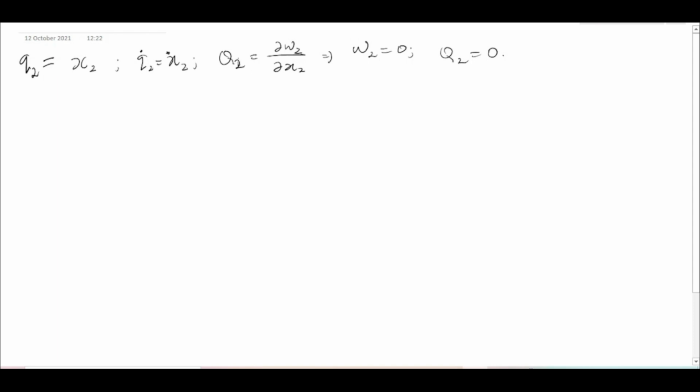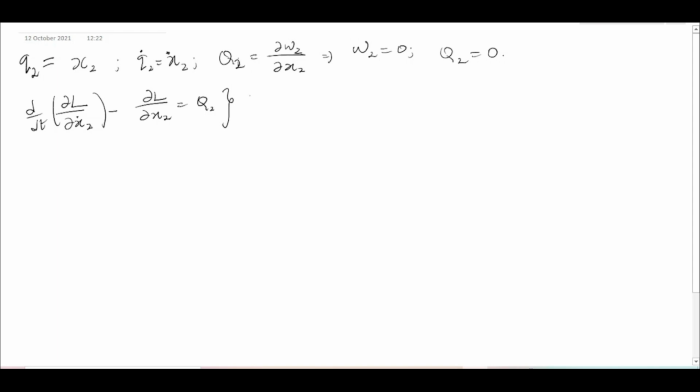Then the next thing to do is to call forth our Lagrange formulation, which we know: d/dt of dL/dx2 dot minus dL/dx2 is equal to Q2. Our concern therefore becomes, how do we get each of these terms?